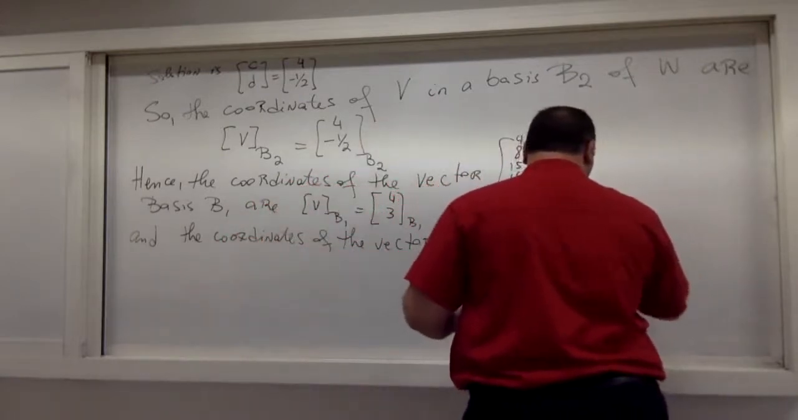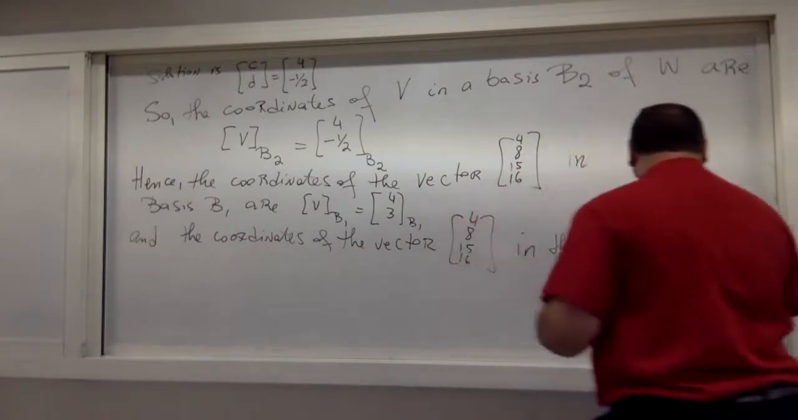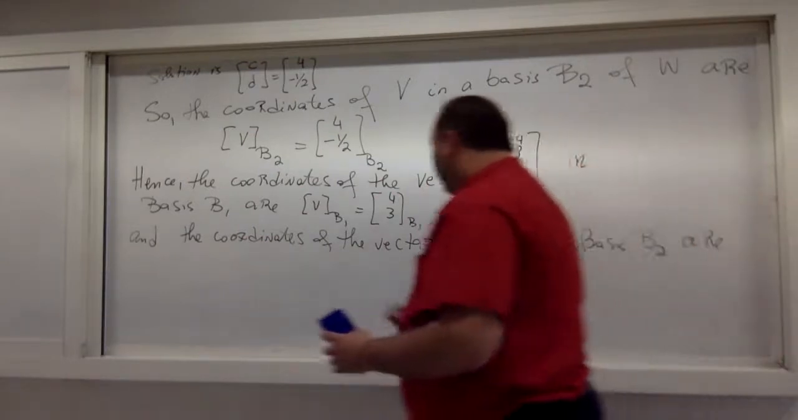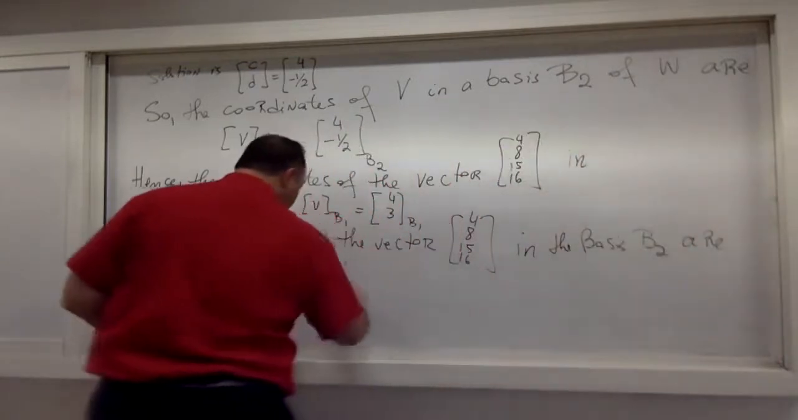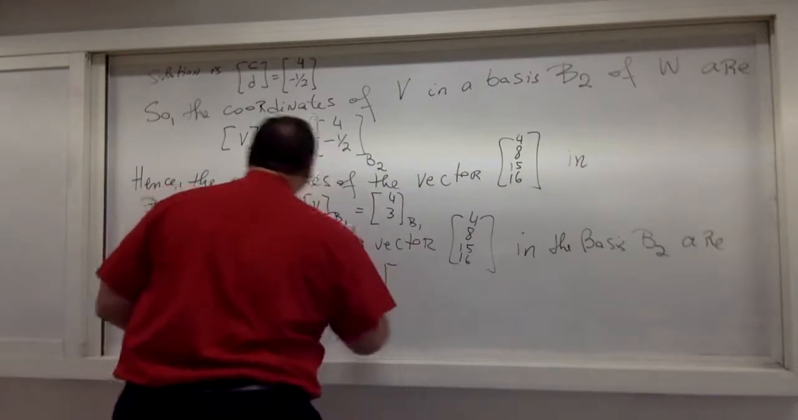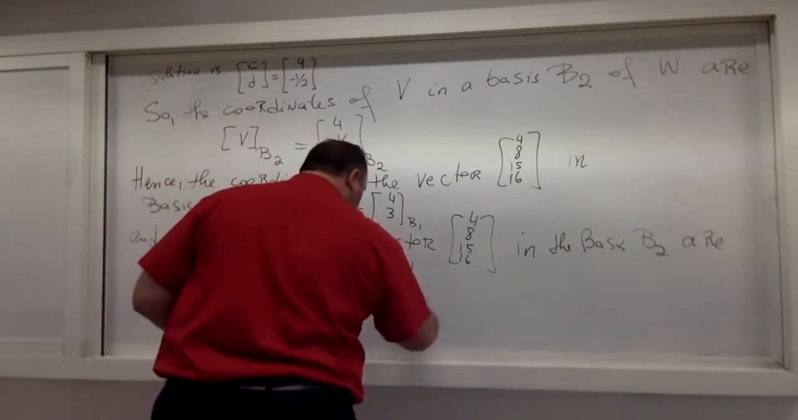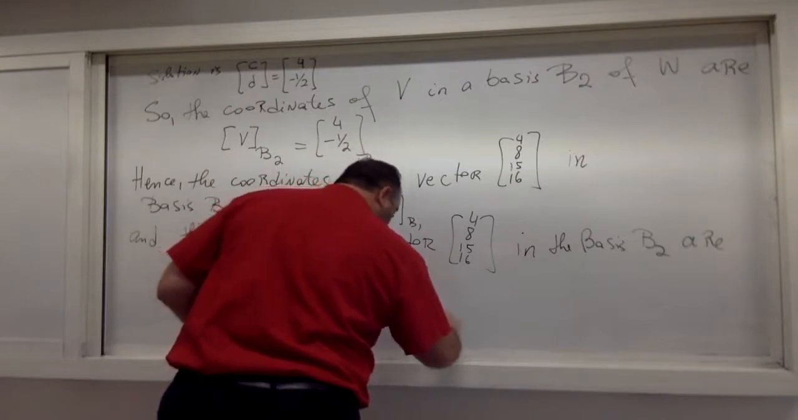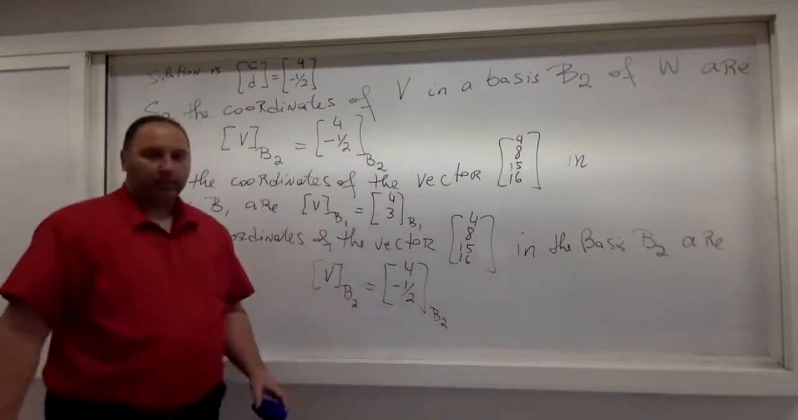And the basis B2 are... so 4, negative 1 over 2. So it's the same object but two different bases.